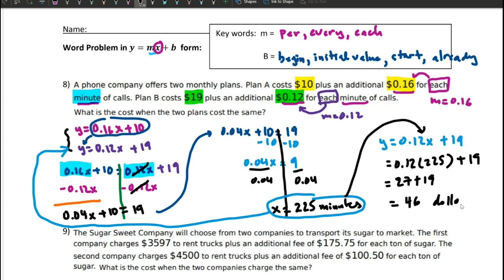Okay. Again, earlier I said that you can plug it in either the first or second equation. If you don't believe it, plug 225 into the first equation. You have to have $46. So if you have something else, please check your work. But it's supposed to be the same answer. Alright, that's it for problem 8.